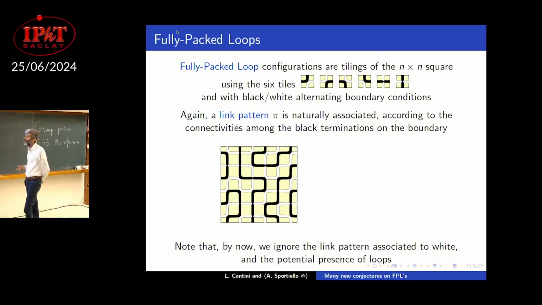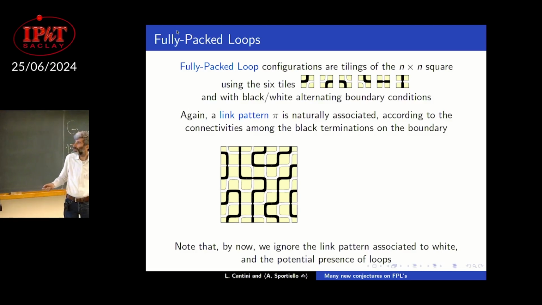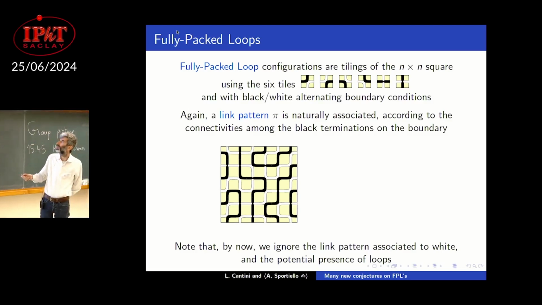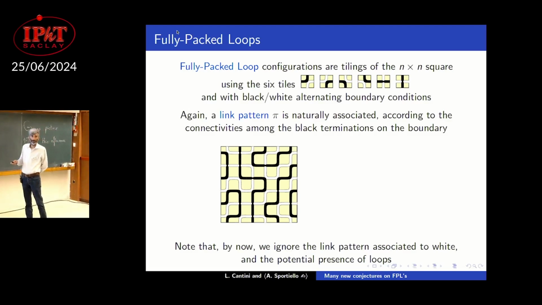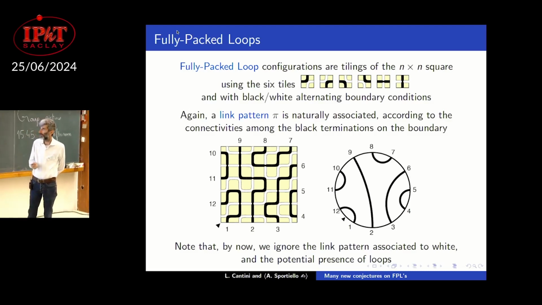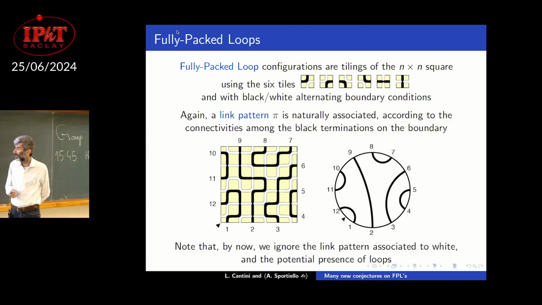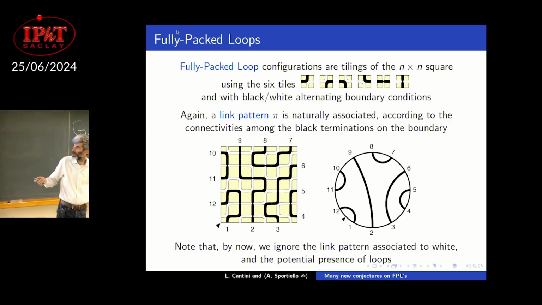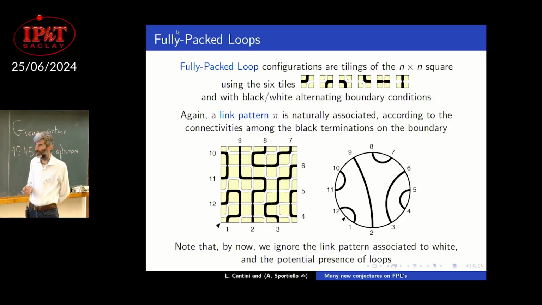And then you have these fully packed loops. Now you fill up the square with these alternating boundary conditions with these 6 tiles, being careful so that the tiles match each other. And then you look at the black link pattern. Not the white for now. And note also the potential presence of loops, which are absent in this small example, but they will be present in general in large examples.